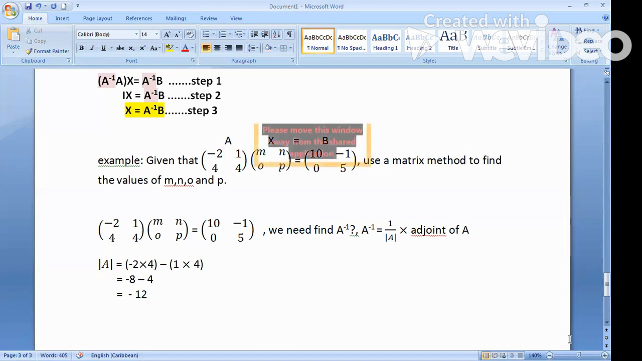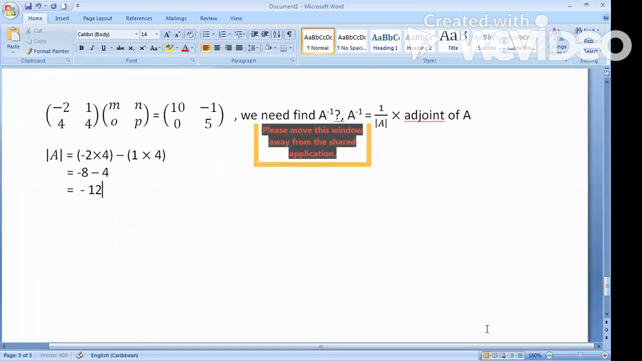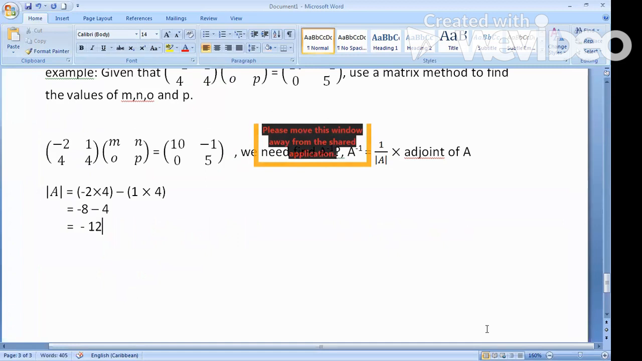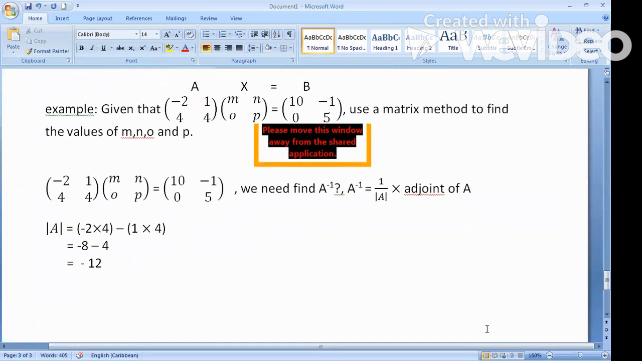See, negative. You owe Mr. Brown $8. You owe Mr. Brown $4. So you owe Mr. Brown a total of $12. So the determinant is -12. So we just found the first part of this, and the other part is kind of easy.